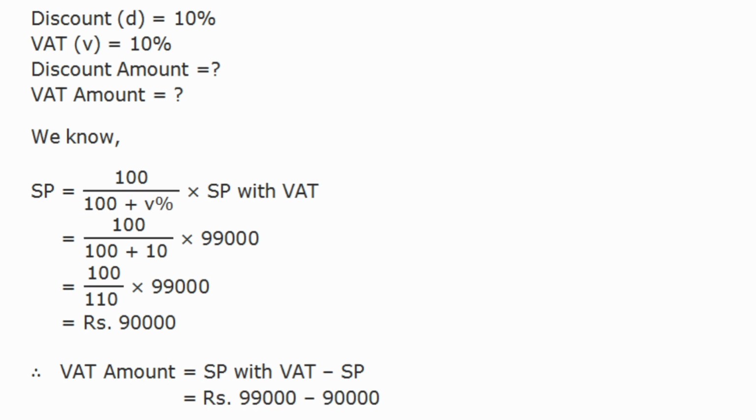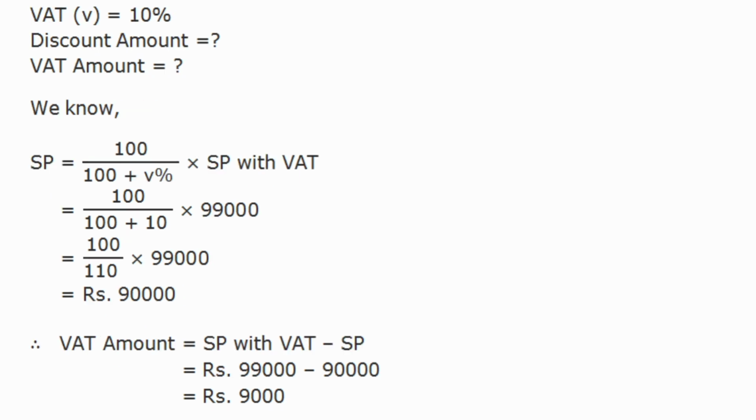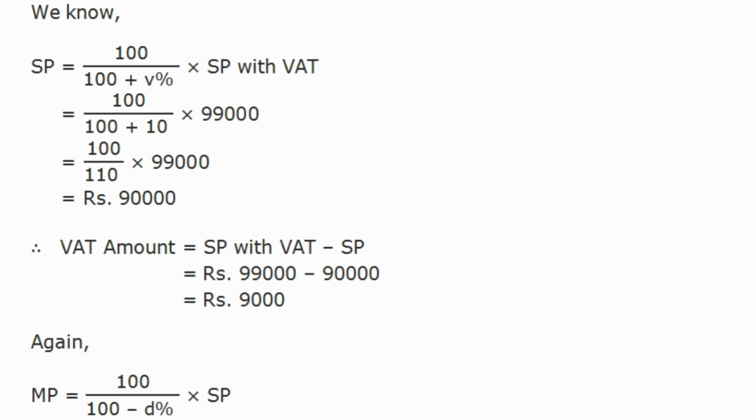Therefore, VAT amount equals SP with VAT minus SP, equals rupees 99,000 minus 90,000, equals rupees 9,000. Again, marked price MP equals 100 divided by 100 minus D% into SP.